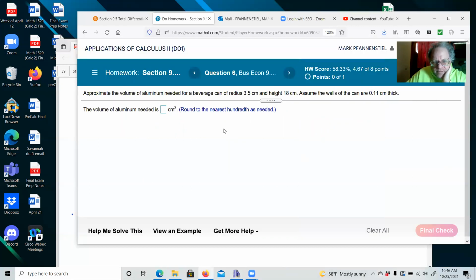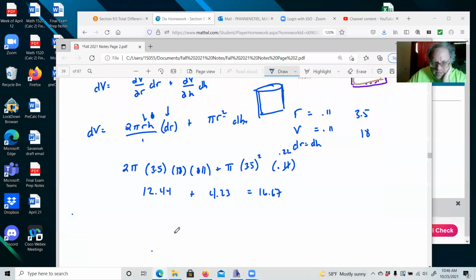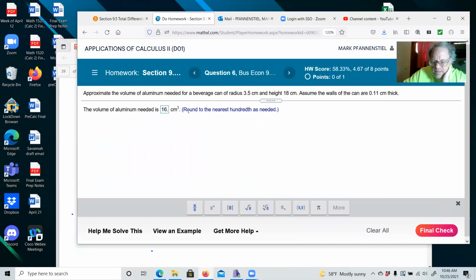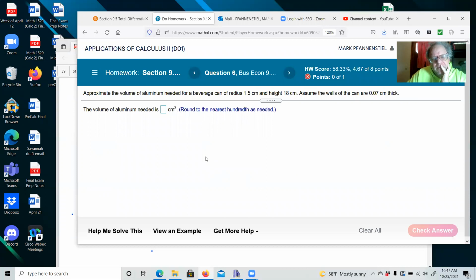All right, and we'll go ahead and put that in here. Volume of aluminum needed, 16.67. Here we go. 67. Oh, this is my final check. If I don't get this right, that is incorrect. Let's redo that. Okay.